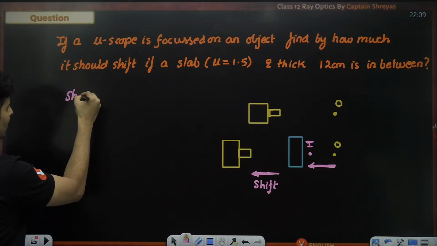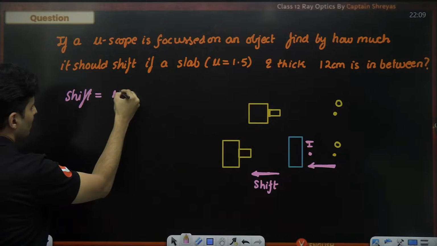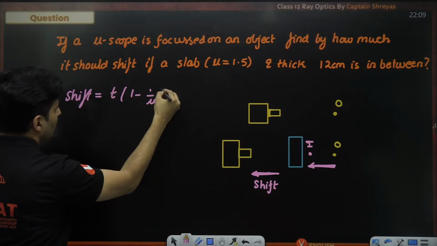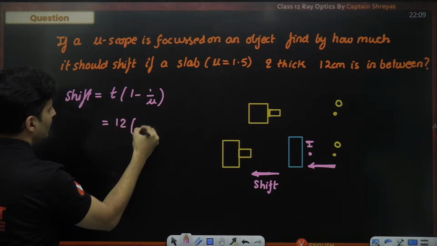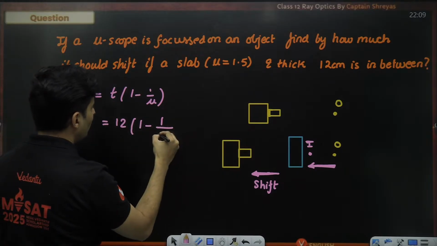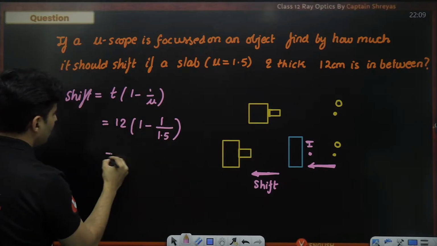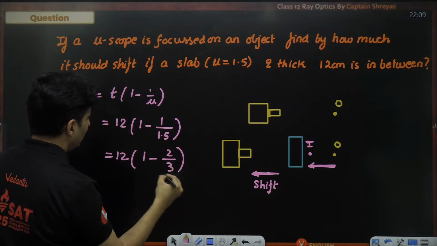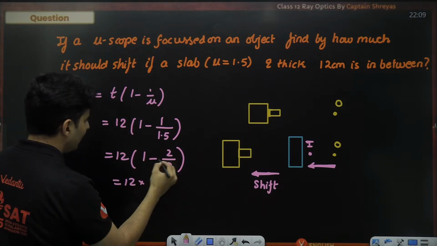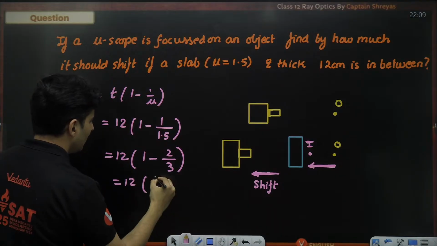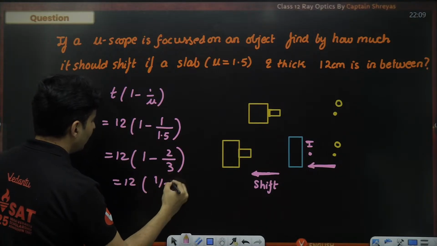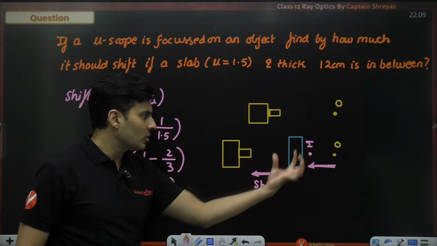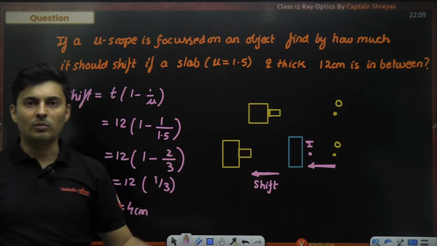So that particular shift will be T into 1 minus 1 by mu. Thickness is 12. 1 minus 1 by mu, where mu is 1.5. 1.5 means 3 by 2, isn't it? So 3 is here, 2 is on the top. So that will be 12 into 1 minus 2 by 3. How much is that? It is 1 by 3. So 12 by 3 is how much? 4 centimeters. So you have to shift the microscope by 4 centimeters so that you can see it properly.